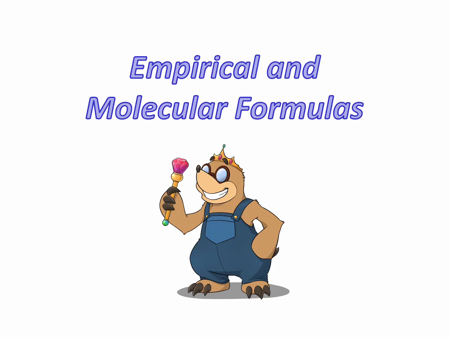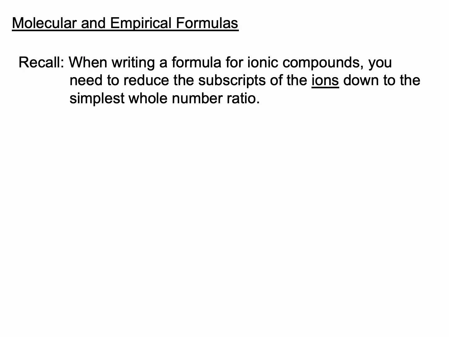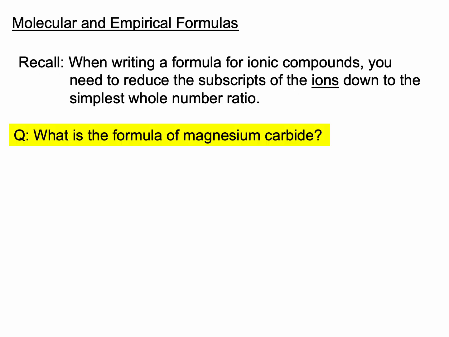This lesson is on empirical and molecular formulas. So recall, when writing a formula for ionic compounds, you need to reduce the subscripts of the ions down to the simplest whole number ratio, because it is just a ratio of the cation to the anion. So for example, what is the formula of magnesium carbide?